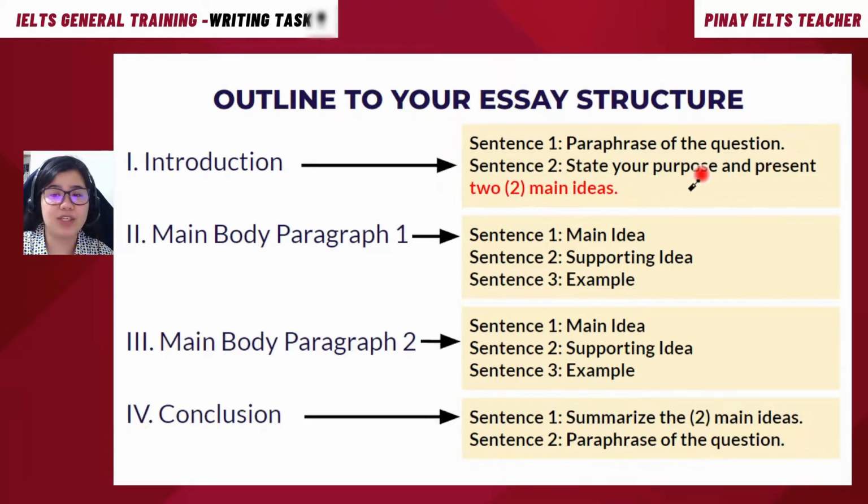The second sentence is where you state your purpose and you present your 2 main ideas. Now, what is the purpose? The purpose is stating what you want to achieve with the essay. So for example, this essay is going to discuss such and such. This essay aims to compare this view and this view. This essay aims to look for a solution for this problem. So it's just giving a general purpose as to why you're writing the essay based on the question given. And that will be your sentence 2 from your introduction.